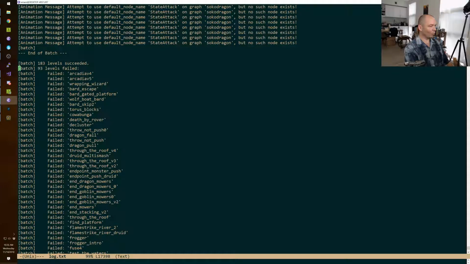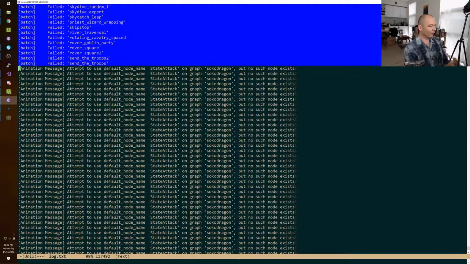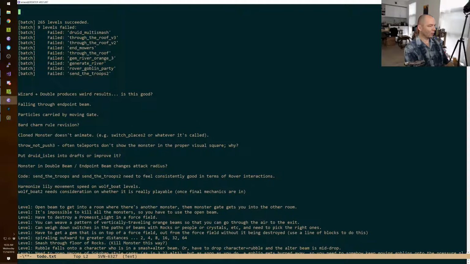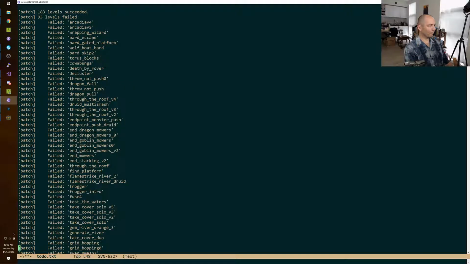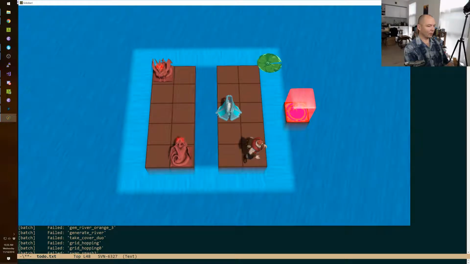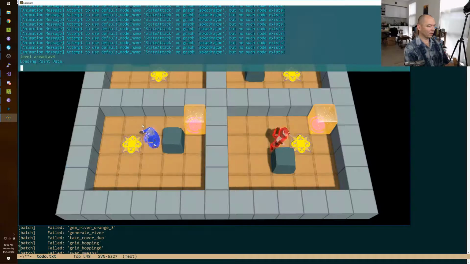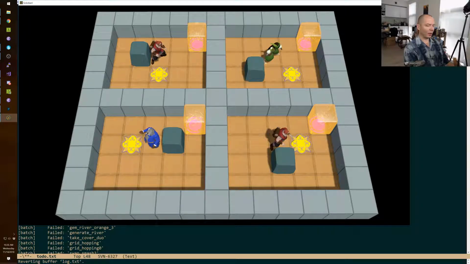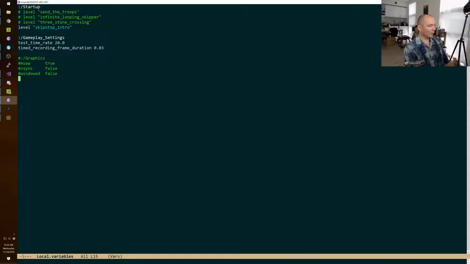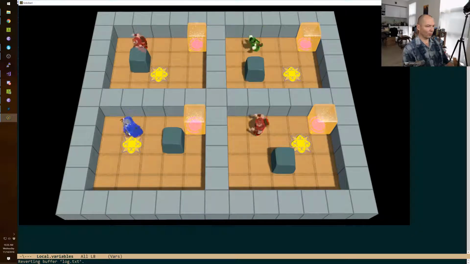93 levels failed, 1/3 of the levels in the game. That's okay, though, because it's probably all due to the same one or two problems. Okay, I'm going to look at Arcadia V4, because that wouldn't be a timed level. Is it that it has a teleport in it? Let's turn down test time rate to 2, and we'll test this.